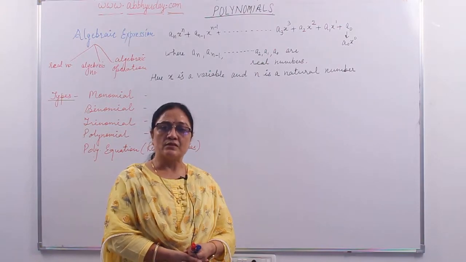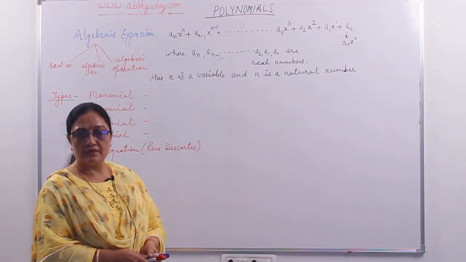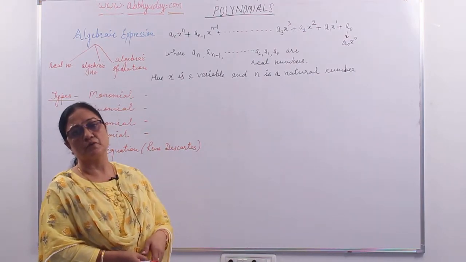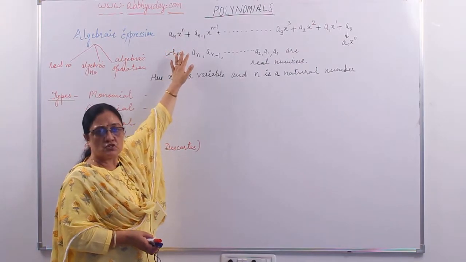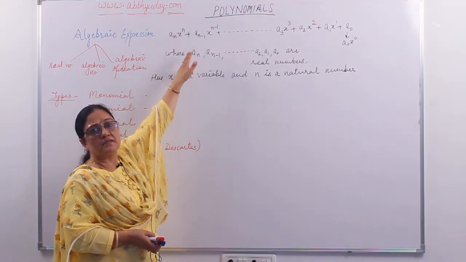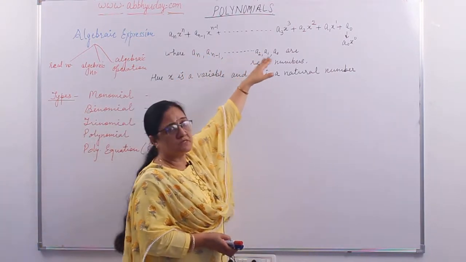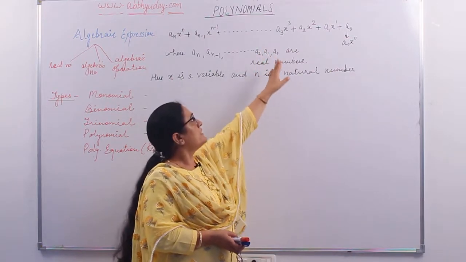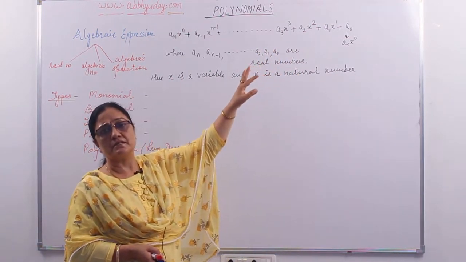In class 10th, again you will study the chapter in detail. So I'll start with the basic definition of polynomial. Polynomial is an algebraic expression which is written in the form a_n x^n + a_(n-1) x^(n-1) + so many terms in between. After that, a_3 x^3 + a_2 x^2 + a_1 x + a_0.